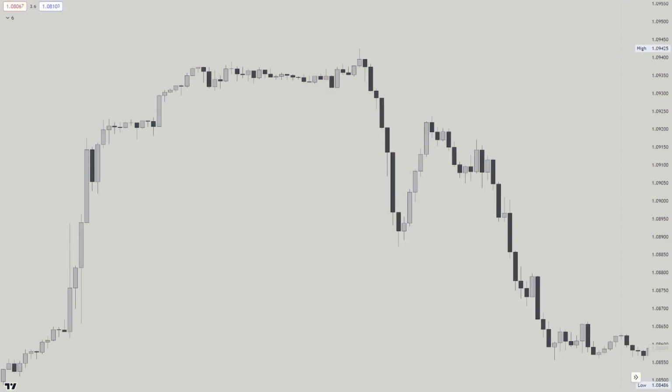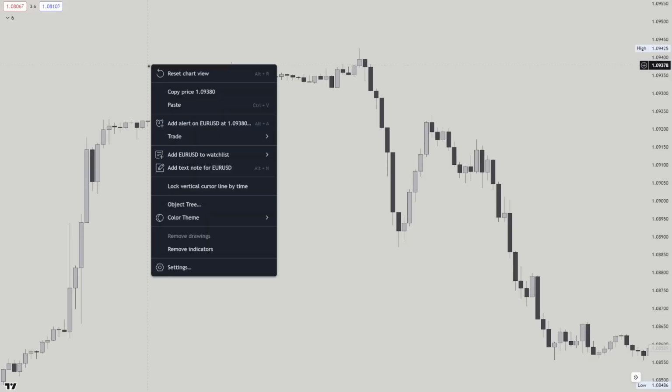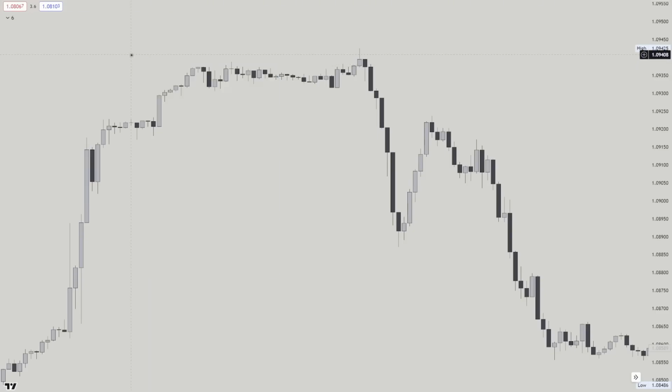Now into the part that a lot of you guys are waiting for, which is a full trading plan or a strategy based on the candle continuity theory.